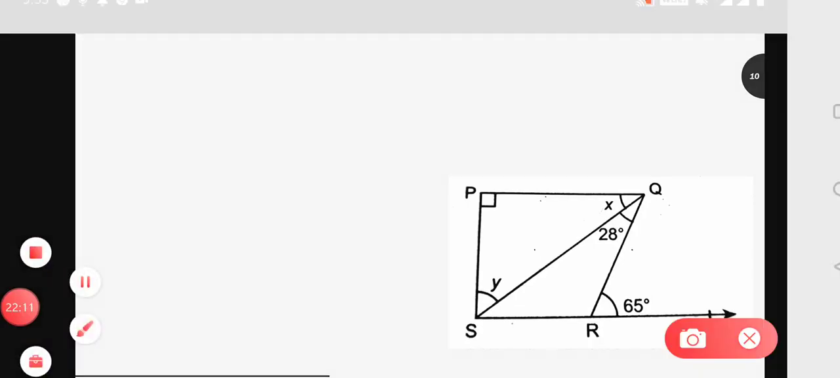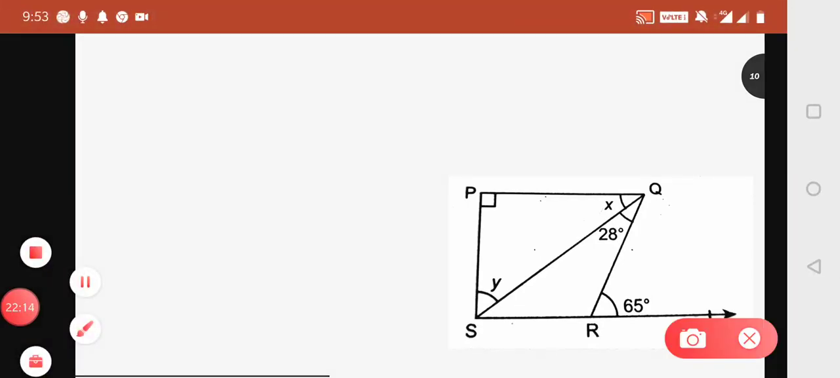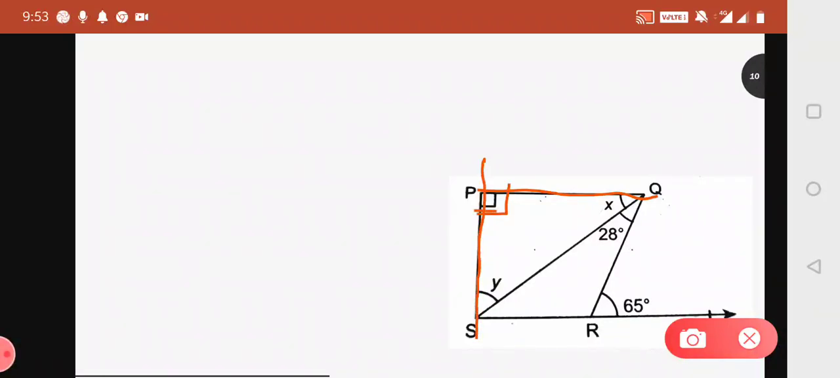Now according to the question, it is given that PQ is perpendicular to PS. Perpendicular means it makes here a 90 degree angle. Another thing given is that PQ is parallel to SR. And one of the angles, that is angle SQR, is given as 28 degree, and another angle QRT is given as 65 degree. We have to find the values of X and Y.